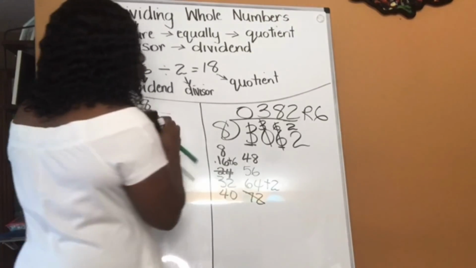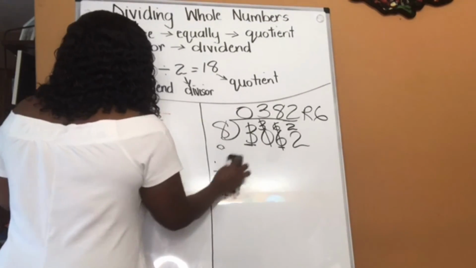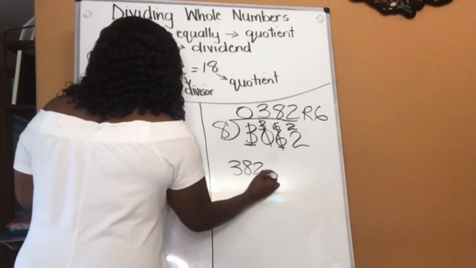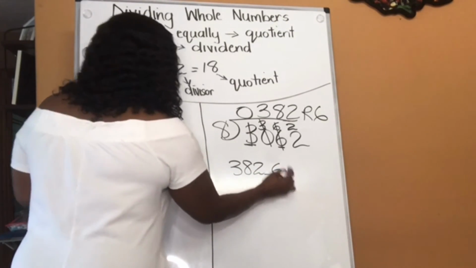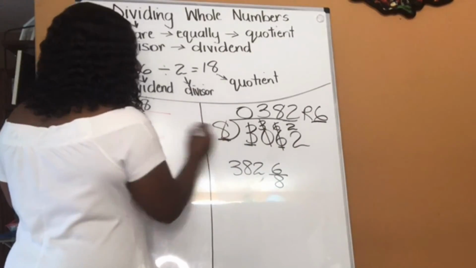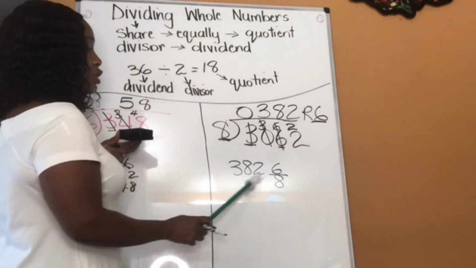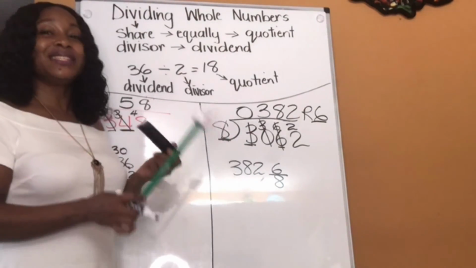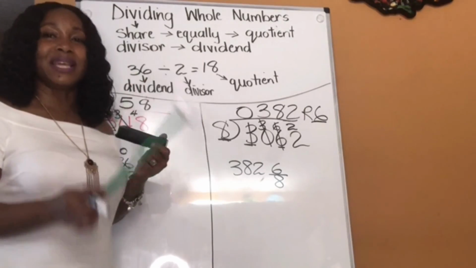So it's 382 with a remainder of 6, or you can say 382 and 6/8. So you put the remainder 6 over your divisor. 382 and 6/8. Easy, guys. Just take it step by step and you'll get there.